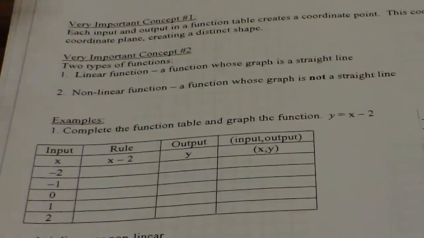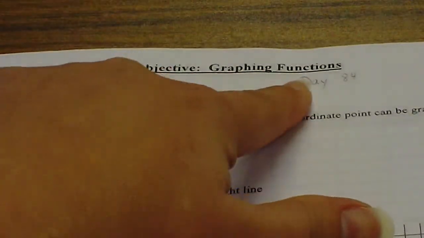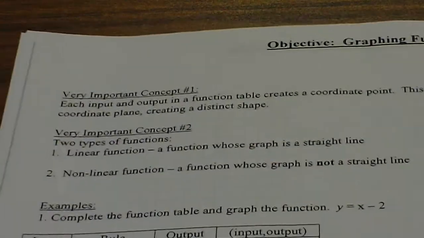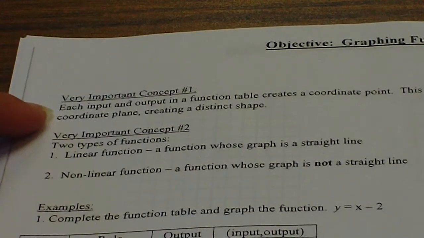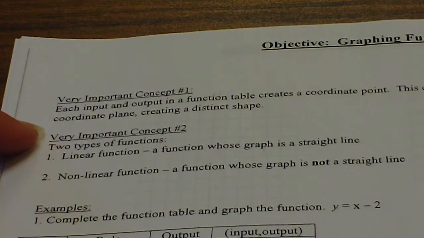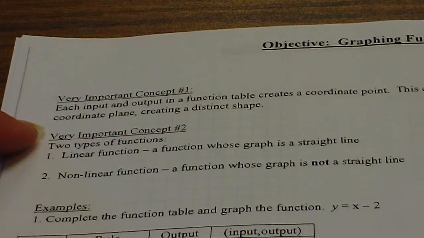Alright, hey y'all. If you are watching this, that means you finished your quiz and you have this worksheet, and it talks about graphing functions. Everything we've been doing has been leading up to graphing functions. So, very important concept number one. Each input and output in a function table creates a coordinate point. This coordinate point can be graphed on the coordinate plane.